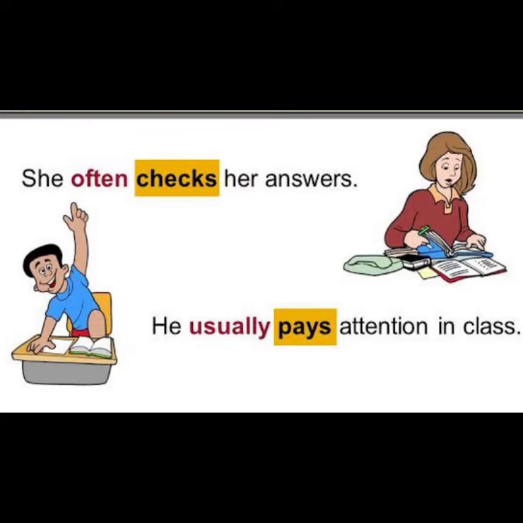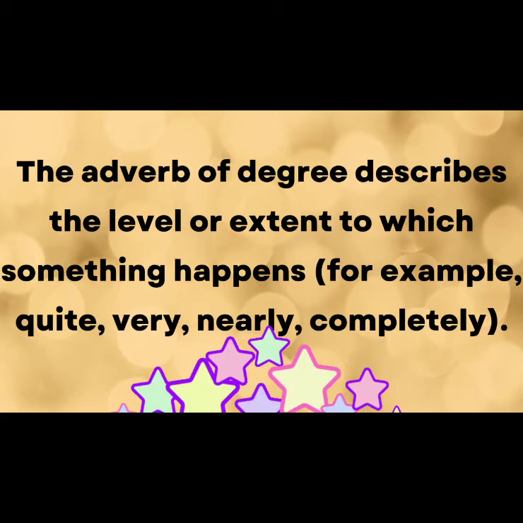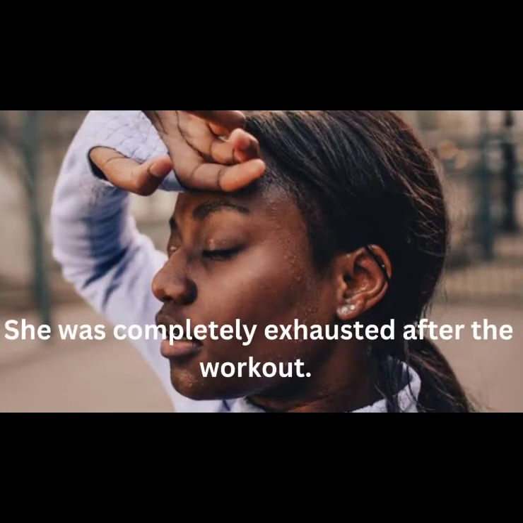Adverb of degree describes the level or extent to which something happens. Examples of adverbs of degree include quite, very, nearly, completely. She was completely exhausted after the workout. Completely is the adverb of degree, telling us the degree of her tiredness in the sentence.